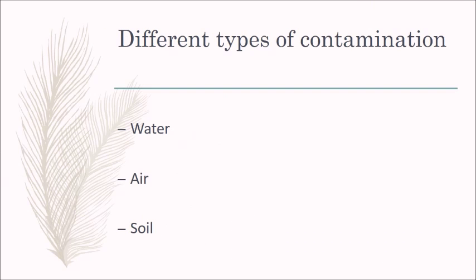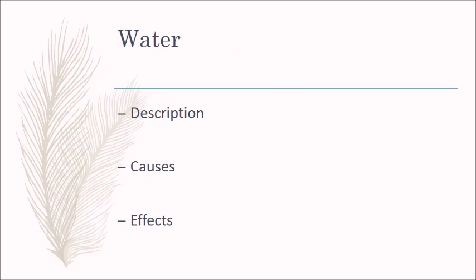There are different types of contamination that affect the environment, but in this presentation I'm going to focus on three types, which are the most common ones: water contamination, air contamination, and soil contamination. Water contamination occurs when water bodies, such as lakes, rivers, or beaches, get contaminated.